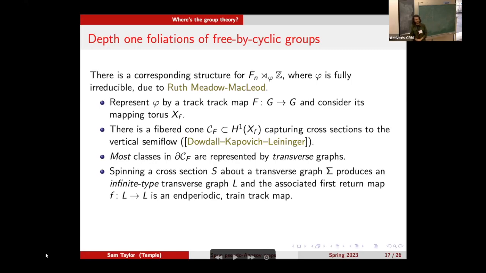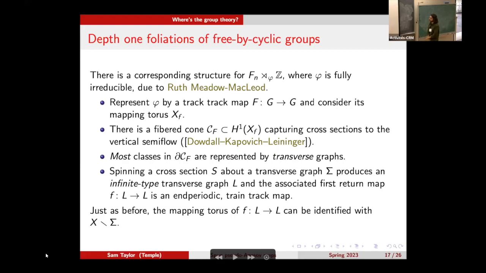There's a totally analogous story for free bicyclic groups where one produces, in this case, n-periodic train track maps. And as before, the mapping torus of this n-periodic train track map is some subcomplex of your mapping torus. Okay. So the rest of the talk, the last 10 minutes, is some of the structure of these maps.